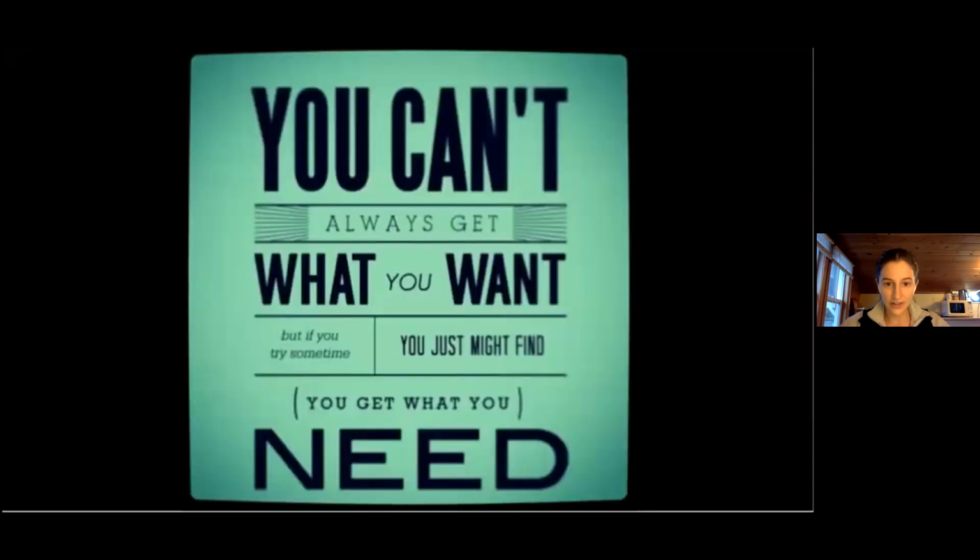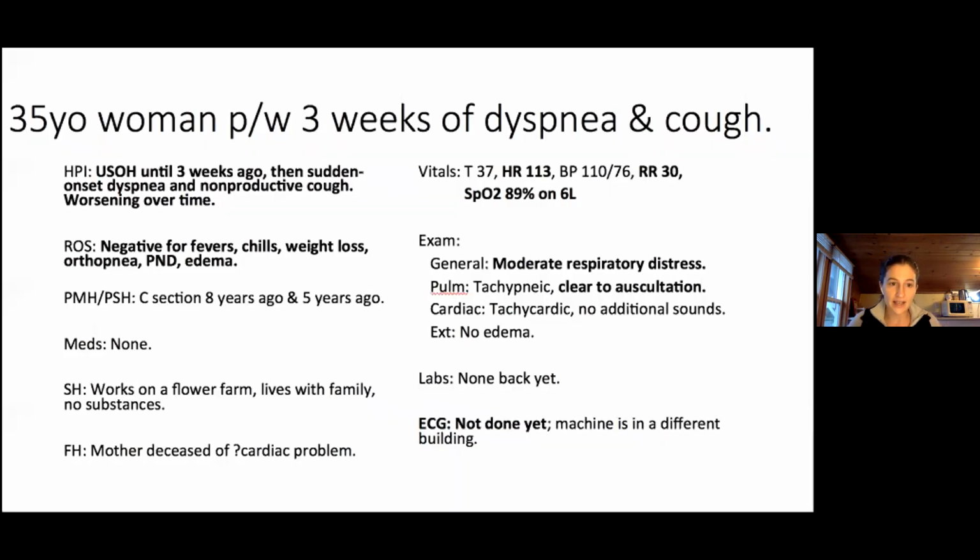So the theme for this first case is you can't always get what you want, but you often get what you need. So our first patient is a 35-year-old woman, and she's coming in with 3 weeks of dyspnea and cough. She was in her usual state of health until 3 weeks ago. Then she had pretty sudden onset dyspnea, and it's a non-productive cough that's been worsening over the last 3 weeks. She denied any fevers, chills, weight loss, no orthopnea, no paroxysmal nocturnal dyspnea, no edema that she could detect.